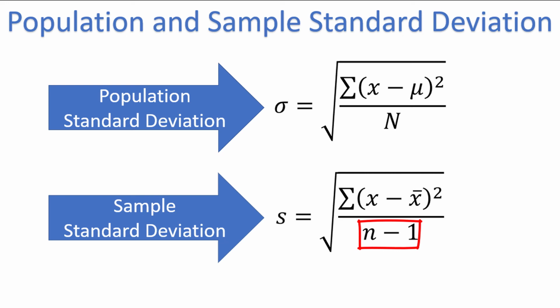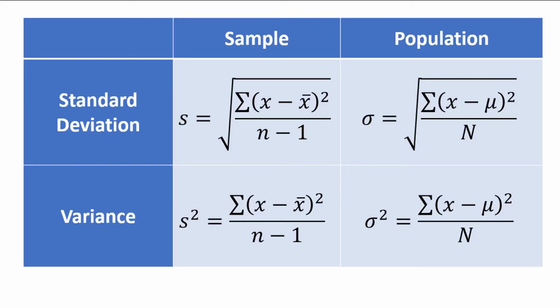We won't go into detail as to why we divide by n-1 for the sample standard deviation, but it ends up being the case that dividing by n-1 makes the sample standard deviation a better estimate of the population standard deviation, which can be proven using advanced mathematics. As a summary, here are the formulas for the standard deviation and variance for a sample and a population. The variance formula is just the standard deviation formula without the square root.